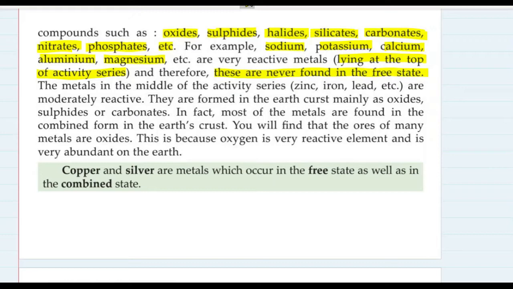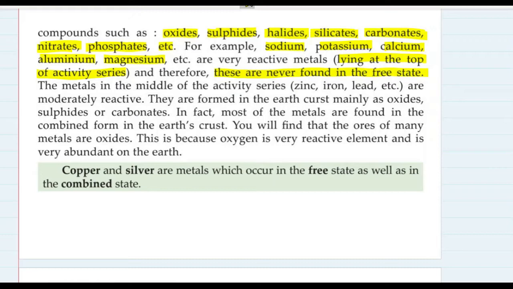So metallic oxides, metallic sulfides, metallic halides, metallic silicates, metallic carbonates, metallic nitrates, metallic phosphates. These are some metallic compounds which are found in Earth's crust. And for which metals? For sodium, potassium, calcium, aluminium, magnesium, etc., which are reactive metals. They are never found in free state.